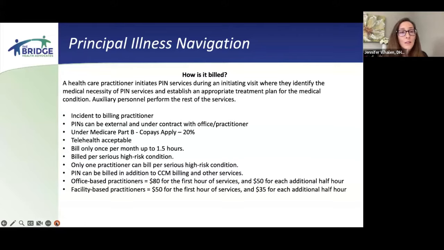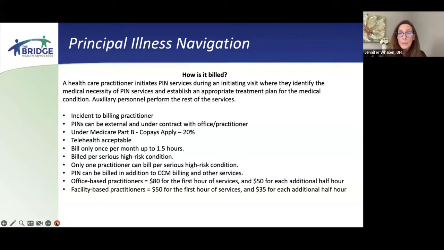This is all billed, maybe we should have said this in the beginning, through Medicare Part B. So you have a 20% copay that is going to apply. You can do this telehealth, so that is good. And then you can bill only once per month. At first I had said up to 1.5 hours, but I feel like you can only do one of those billing codes. So it's an hour or it's a half an hour. And so that's a limitation, unfortunately, but maybe it's not a limitation. It's a good thing, right? It's better that we have this than we don't have this.